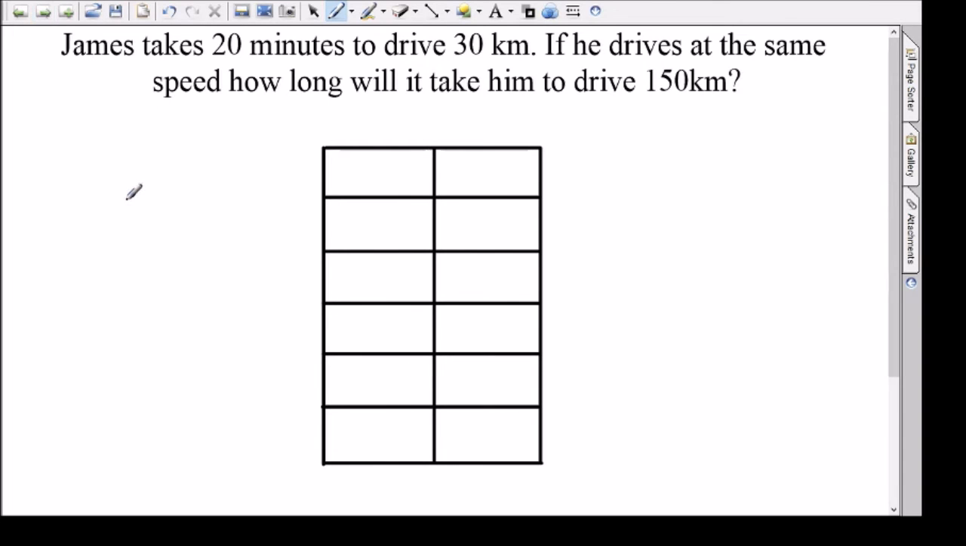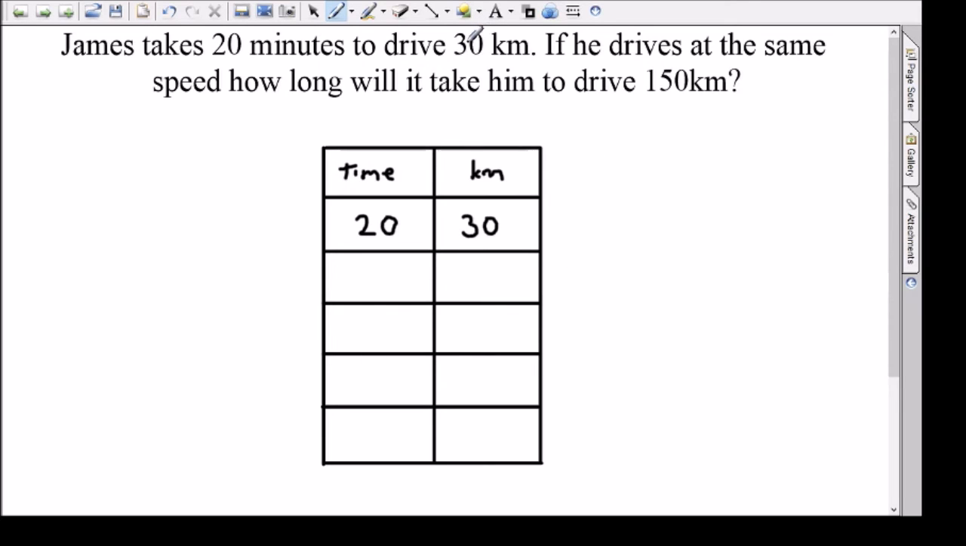Let's do another one. Okay, this time James takes 20 minutes to drive 30 kilometres. If he drives at the same speed, how long will it take him to drive 150 kilometres? This time it's going to be time and distance, isn't it? So we'll do time and kilometres. So here we've got 20 minutes to drive 30 kilometres. That's the information that we're given.